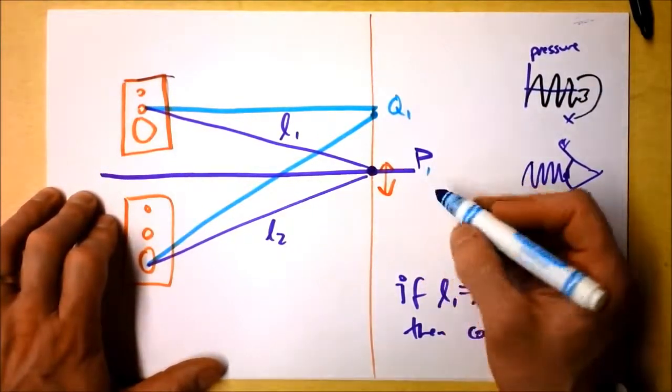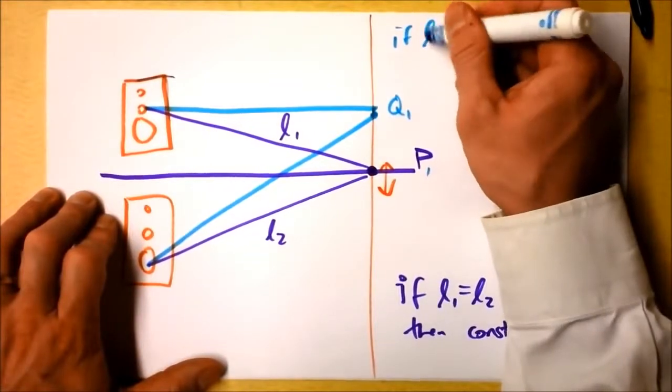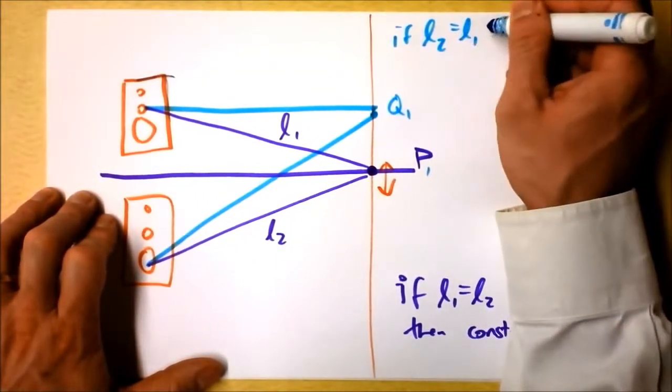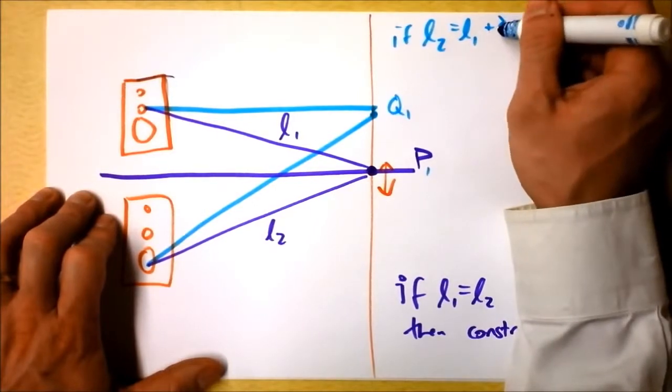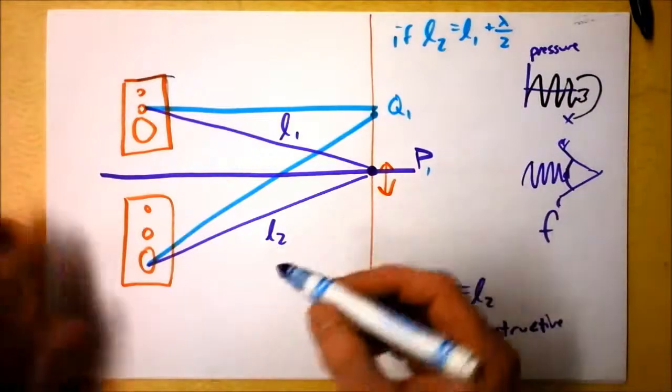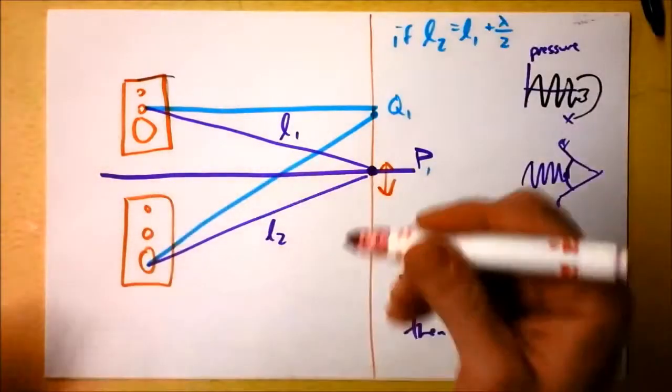Okay, sure. If L2 is L1 plus half of a wavelength. That's too complicated. Let's go to that one next. I want to do a red one, for instance.